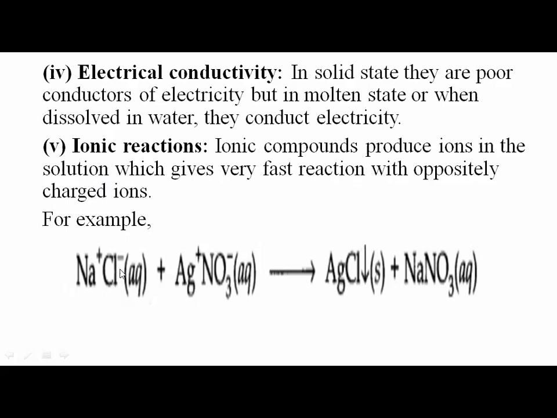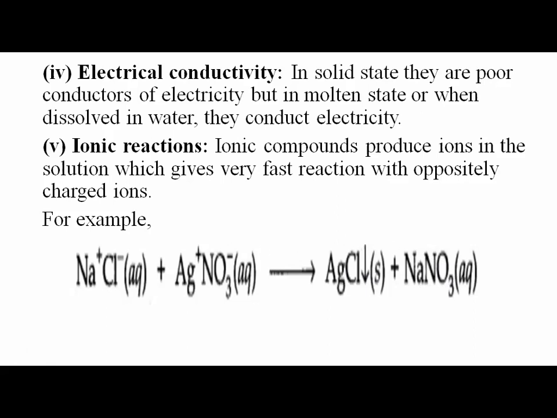So you can see here Na plus Cl minus. This is an ionic compound. When you put it in a solution where AgNO3 is there, oppositely charged ions take up. So Cl minus comes to Ag, Na plus goes to NO3 minus. So you'll get AgCl, the arrow mark indicates a precipitate, and NaNO3 in solution. Yes, so these are called ionic reactions.